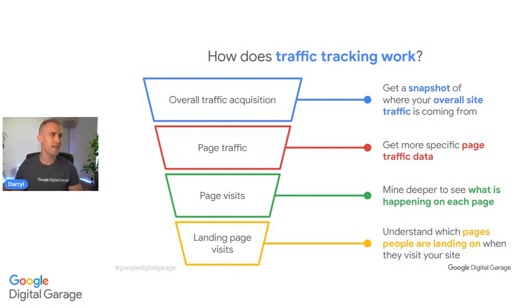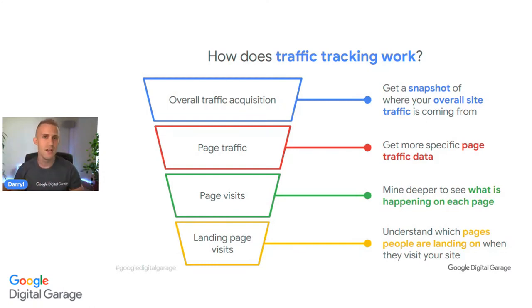How does tracking traffic work? A little bit of a tongue twister there for you, but we have overall traffic acquisition. That's basically, from our website's point of view, where are people coming from? And there are multiple places they can come from: organic search, paid search. They could come from an advert. They can come from Facebook. They can come from YouTube. They can come from multiple places, but that's from an overall perspective.